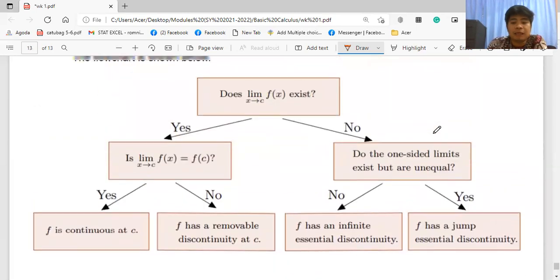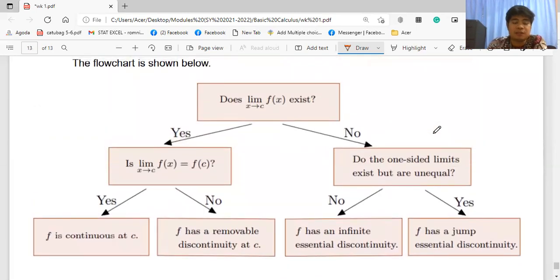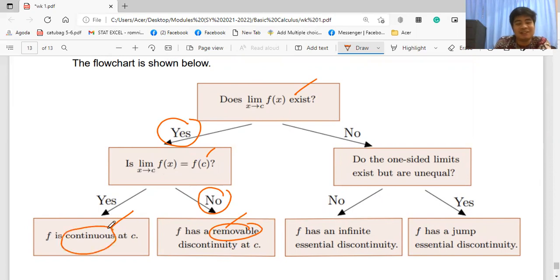Okay? And to sum them up, the flowchart is here, shown to you. Kapag ang limit ay nag-exist, let's have yes. So ibig sabihin continuous siya or may removable discontinuity. And are they equal? Limit of f of x as x approaches c is equal to f of c. If you say no, then removable discontinuity. If you say yes, continuous siya.